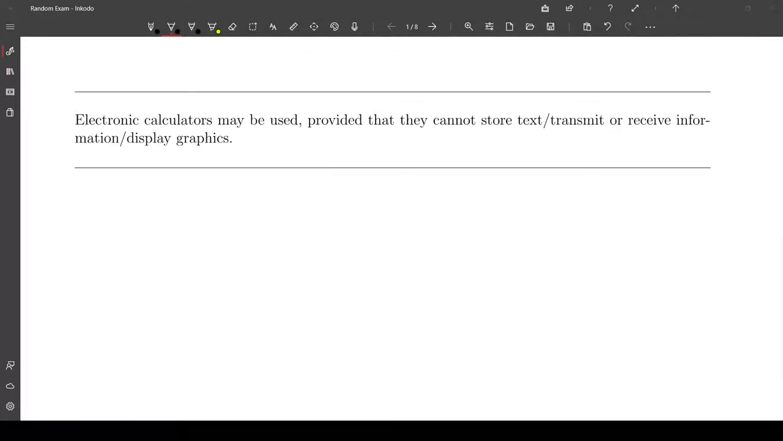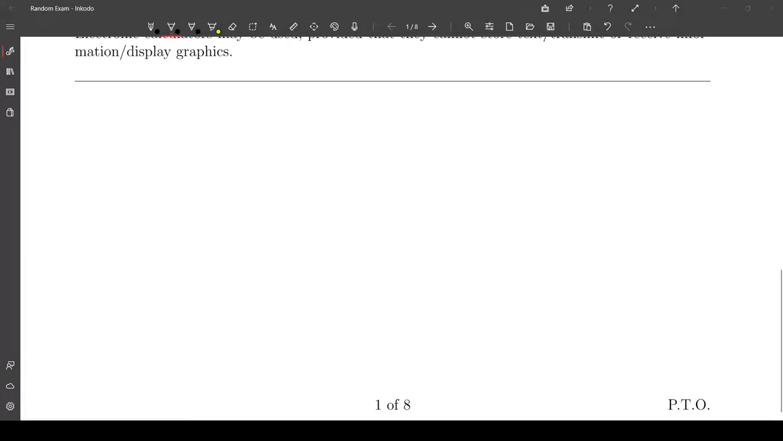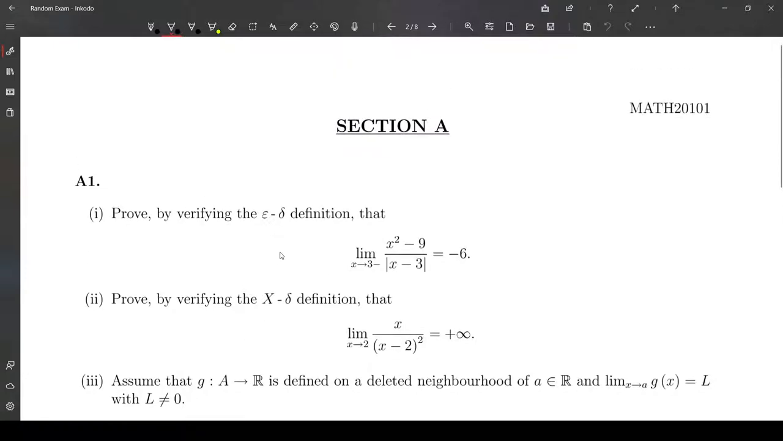And then we have electronic calculators may be used, provided that they cannot store text or transmit, receive information, or display graphics. So I'll see if I need that. I have a calculator on my desk.